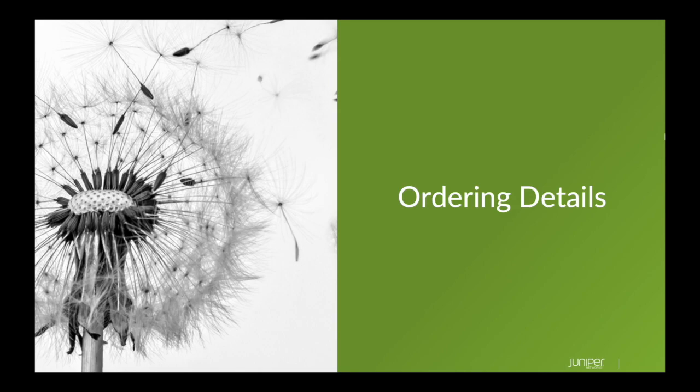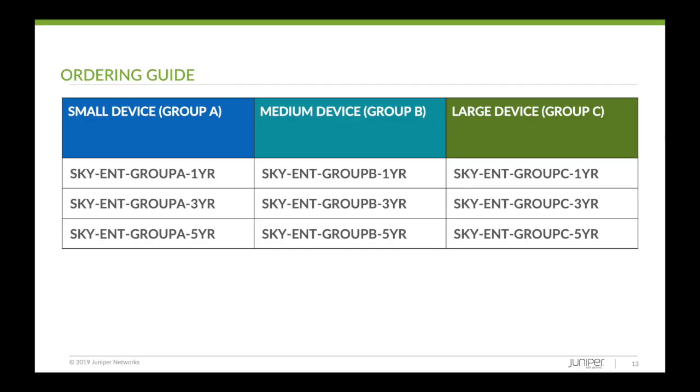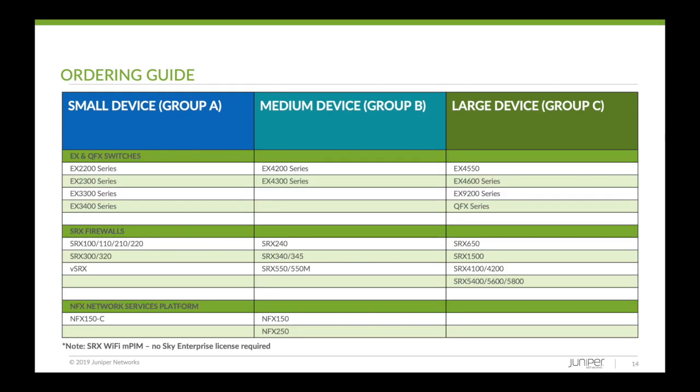Now the next area we're going to look at is the ordering details for Sky Enterprise. How do you actually place an order? So Sky Enterprise is divided into 3 groups for the subscriptions, group A, B and C, which roughly translate to small, medium and large devices. And in each of those groups you can purchase a 1, 3 or 5 year subscription.